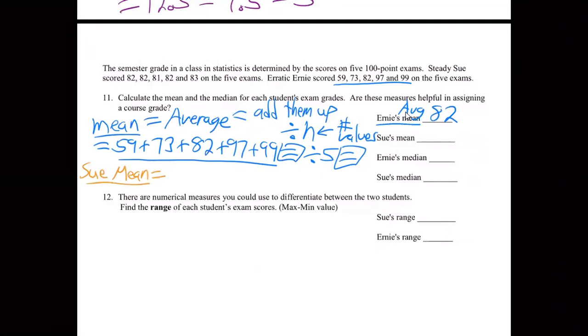For Sue, the mean, which is the average. Let's just add up Sue's numbers. Here we go. Steady Sue here. 82. Is it 82 again? 82 plus 82 plus 81 plus 82 plus 83. Make sure you hit equals first and then divide by 5. Equals, is it 82 again? Oh yeah, it is. So the average for Sue is also 82.